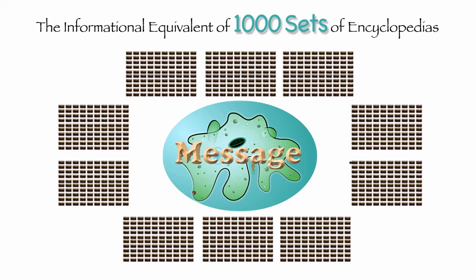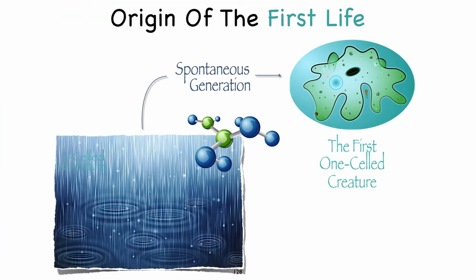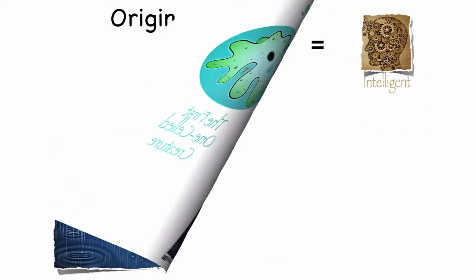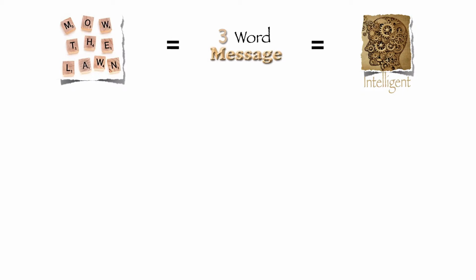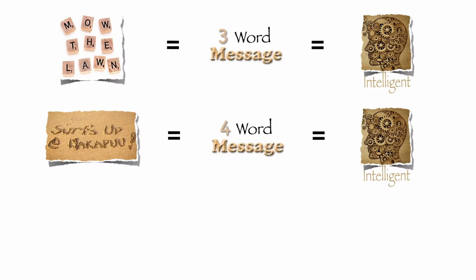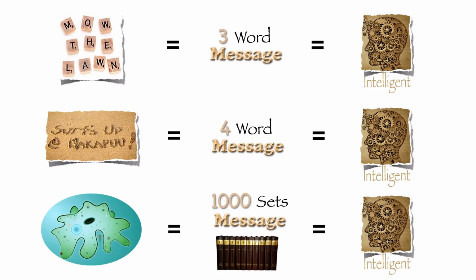And that makes sense, right? Text messages, Scrabble messages, sand messages, and amoeba messages all require intelligence. So logically, the first life, or the origin of the first life, would also require intelligence. After all, if simple 3- and 4-word messages like mow the lawn and surfs up at Makapu require intelligence, then surely a 1,000 encyclopedia set long message within the amoeba requires intelligence. Wouldn't you agree? But the evolutionist disagrees.